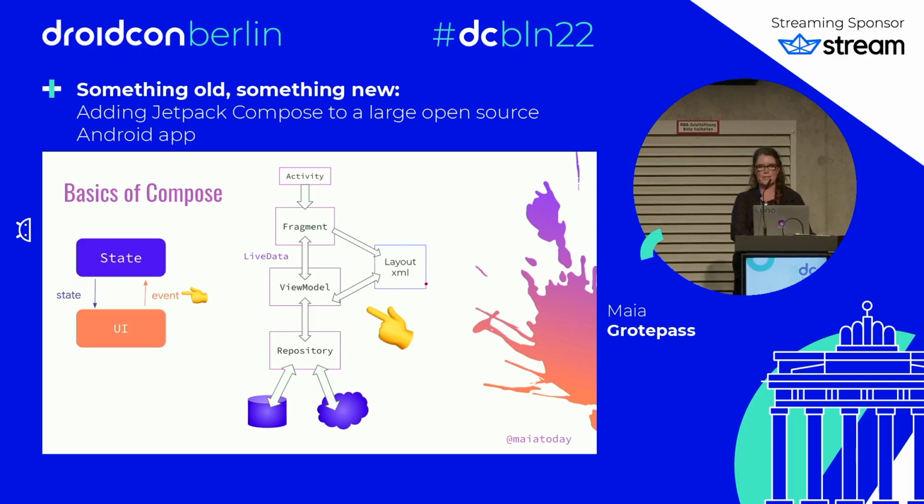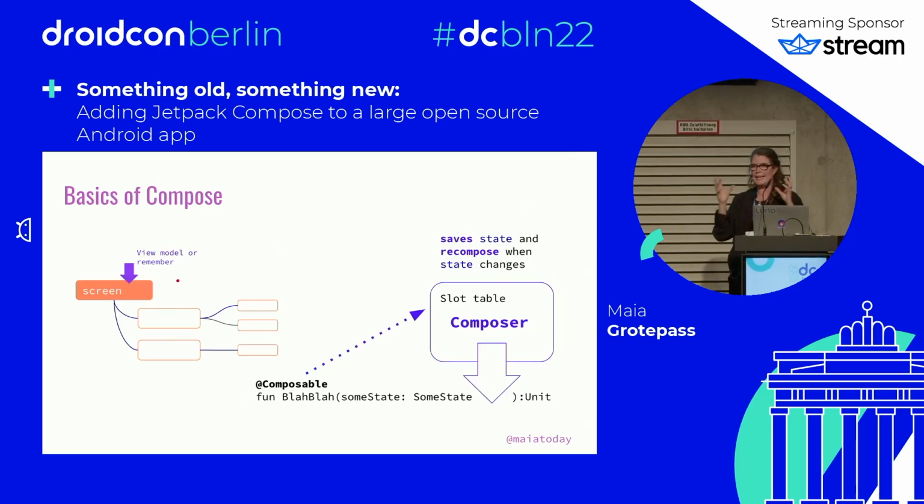Compose fits in over here. It means the state that's coming from the network or from a database gets hooked to the UI through Compose. So it replaces the XML. What this image means for me in the Habitica app is that this architecture can stay the same. If I can find the spots in the code where the state and the UI connections are happening, that's the place where I want to swap out the XML and swap in the Compose code.